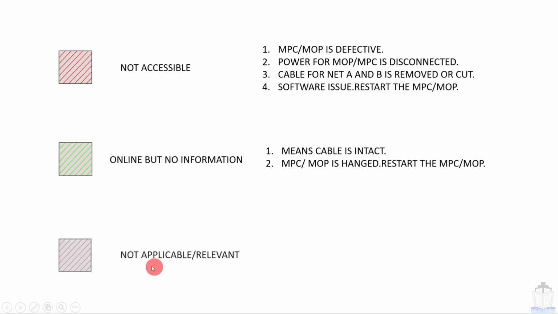Our next symbol is not applicable, or not relevant. That is not a serious issue, and no action is required. Now moving to the next symbol, that is cross connection.